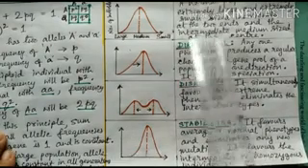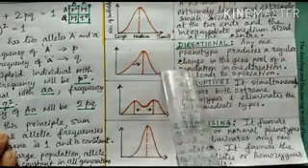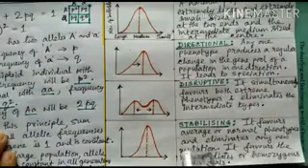So these are the 3 types of natural selection: directional, disruptive, and stabilizing.